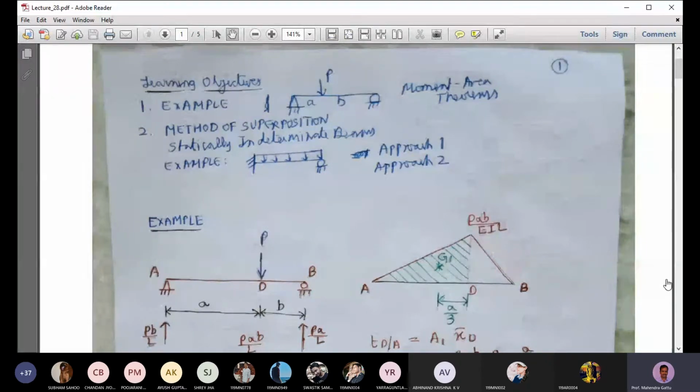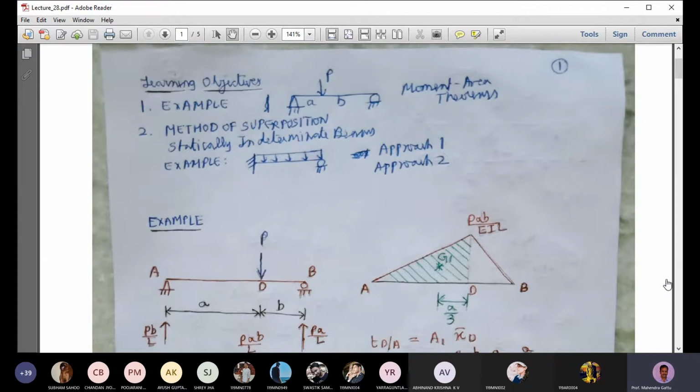So we solved a cantilever beam subjected to a point load at the free end, then a simply supported beam subjected to distributed load, and then another problem where the distributed load was acting only in the left portion of a cantilever beam.